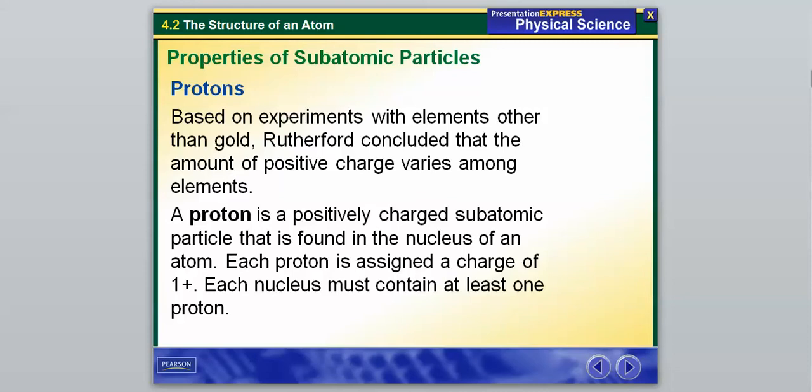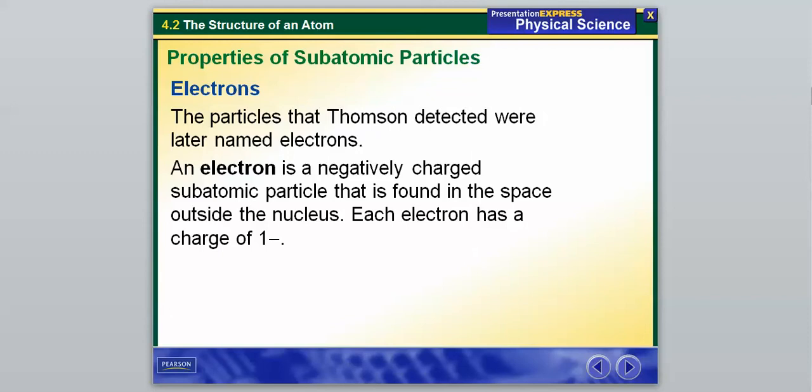So protons are positively charged, they're found in the nucleus of an atom, and each proton is assigned a charge of 1+, and each nucleus must contain at least 1 proton. So those are our main characteristics of a proton. Again, they're positively charged, they're found in the nucleus, and if you have just 1 proton, you get a 1+, and again, each nucleus must contain at least 1 proton. So protons, positive.